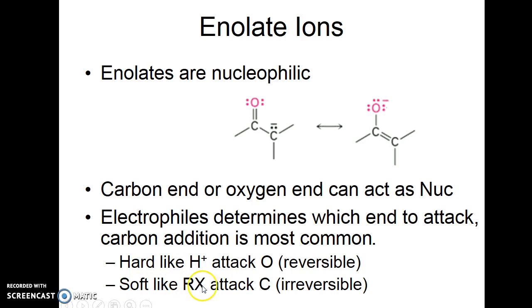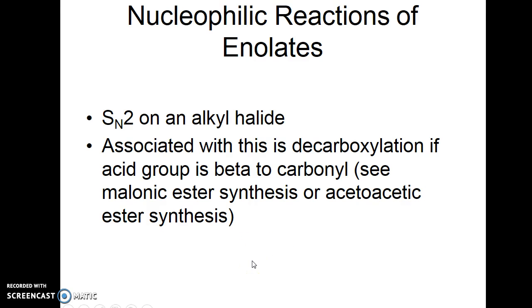But alkylation with an alkyl halide, that modifies the carbon chain and is very useful in synthesis. So what we see with enolates is that they will do SN2 on an alkyl halide. Remember the limitations that we have on SN2. We'll go over those in just a minute.